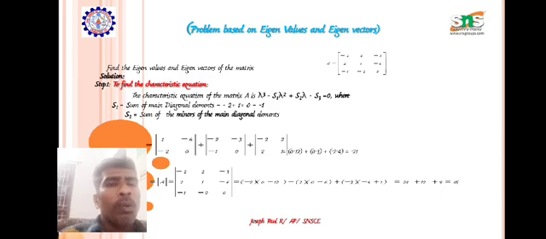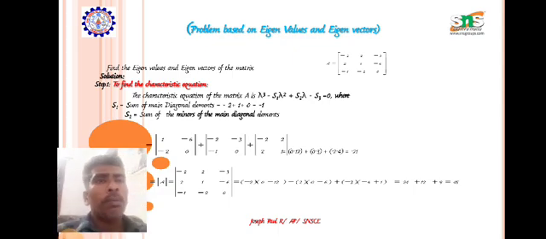So now we look into a problem. Find the eigenvalues and eigenvector of a matrix A. It is taken as minus 2, 2, minus 3, 2, 1, minus 6, minus 1, minus 2, 0. So here a 3 by 3 matrix is defined. Now we have to find the eigenvalues and eigenvector of the matrix.